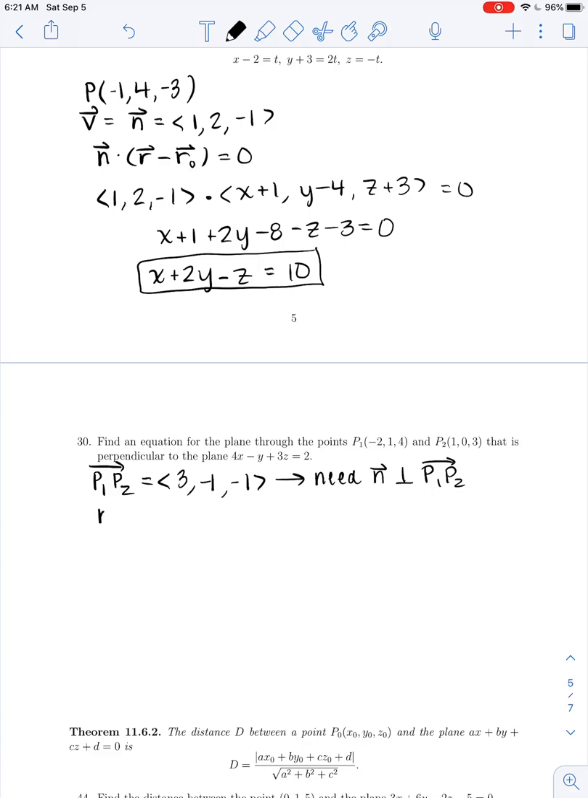All right, then we have this other plane, and I'm going to call its normal vector n1, and that normal is 4, negative 1, 3. Now we want our plane to be perpendicular to this plane, which means our normal needs to be perpendicular to this normal. So we need our vector n to be perpendicular to n1. So our usual trick, if we need to find a vector that's perpendicular to 2 other vectors, we need only cross them. So our n is going to be the vector P1P2 crossed with n1.